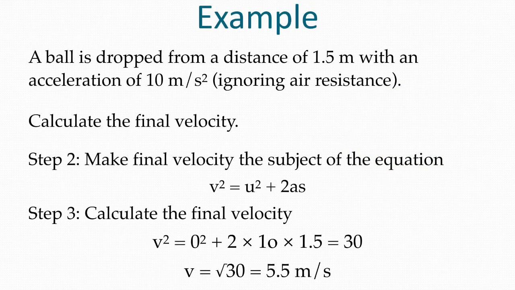Our next step is to rearrange the equation to get our unknown value on one side of the equation with all the other values on the other side. So here we have added u squared to both sides of the equation, giving us an equation v squared equals u squared plus 2as, where v squared is the final velocity squared, which is equal to u squared, which is 0, plus 2 times 10 times 1.5 for a total of 30. So v squared is equal to 30, v is the square root of 30.